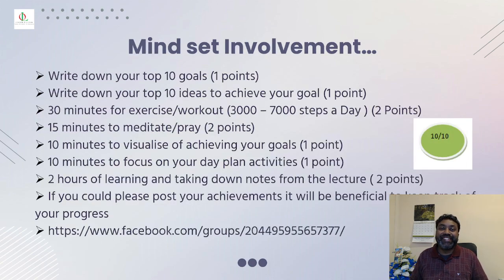And again, you have to do this mindset involvement, please, just to get more involved with the basics from the same session. So get the 10 goals listed, and you work on the 10 goals to achieve them. For the steps, you do 3,000 to 7,000 steps a day, and please spend at least 15 minutes to meditate or pray, and then spend at least 10 minutes to visualize the goals. How are you going to make that happen? How are you going to make that possible? And then another 10 minutes to prepare your daily plan, what you're going to do for your day, and 2 hours on learning, taking your notes, and that covers all the points.